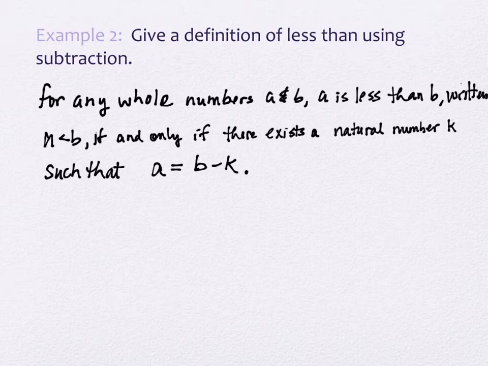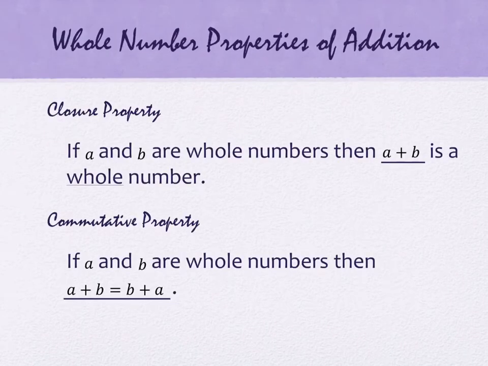All right, so the next thing we're going to be looking at is properties of whole numbers. We have 4 basic properties of whole numbers for addition. The first one is called the closure property, and it's the most difficult one for students usually to grasp. It says if A and B are whole numbers, then A plus B is a whole number. It's one of those things that you know to be true, right?